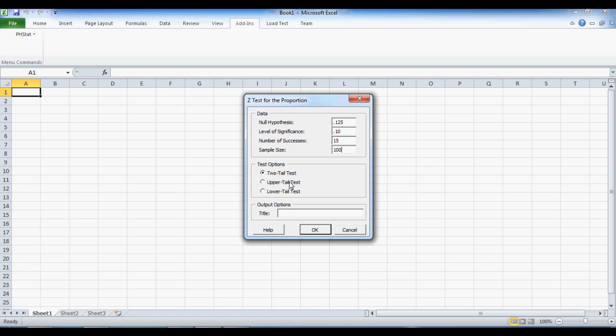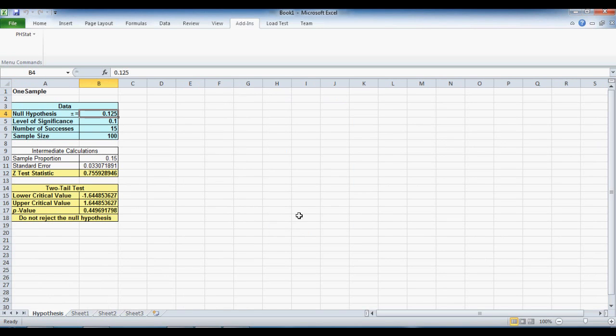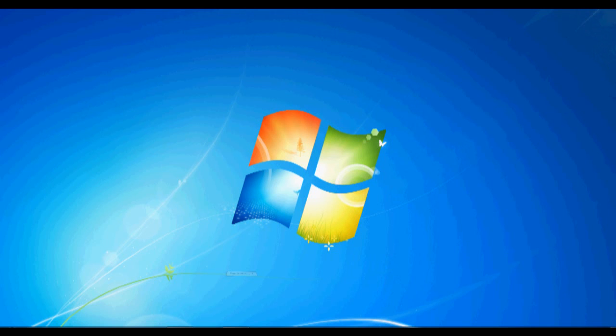Sample size, also stated in the problem, is 100. So, on the test options, we will choose the two-tailed test. And so, name the table as one sample test. Okay. Then a table will be shown. On the two-tailed test, you can see that it is stated that do not reject the null hypothesis. Then the Z-test statistic is 0.756. So that concludes our third problem.